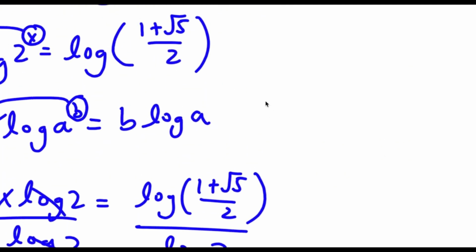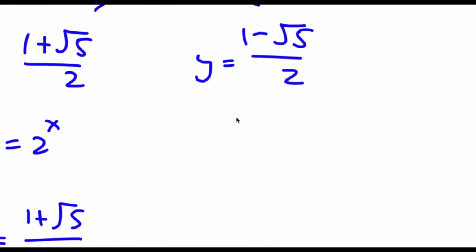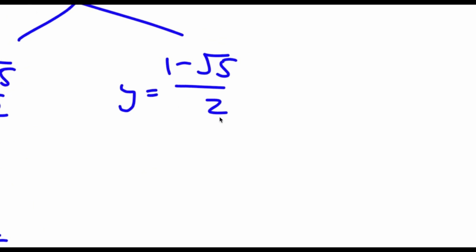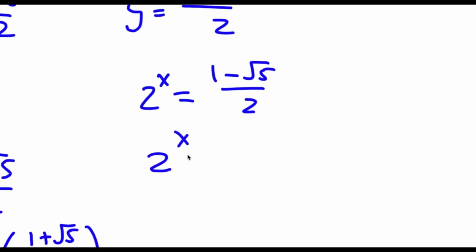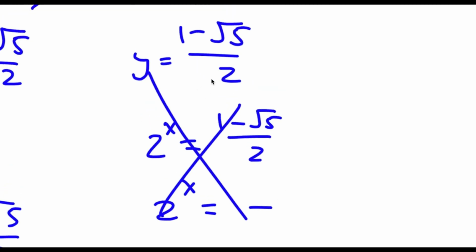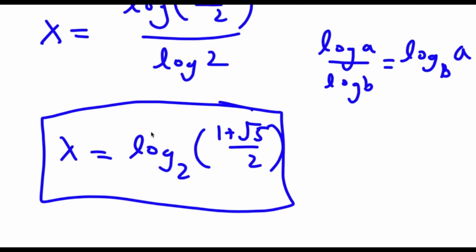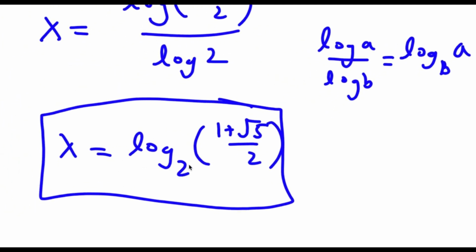Now, remember how there was another solution. If y is equal to 1 minus square root of 5 over 2. So if this is true, then I have 2 to the power of x is equal to 1 minus the square root of 5 over 2. However, 1 minus the square root of 5, that's going to be negative. And this means that 2 to the power of x has to equal a negative number. And you can't take the power of a positive number and make it a negative. So, meaning this has no solution. So our only solution is x is equal to log base 2 of 1 plus the square root of 5 over 2.